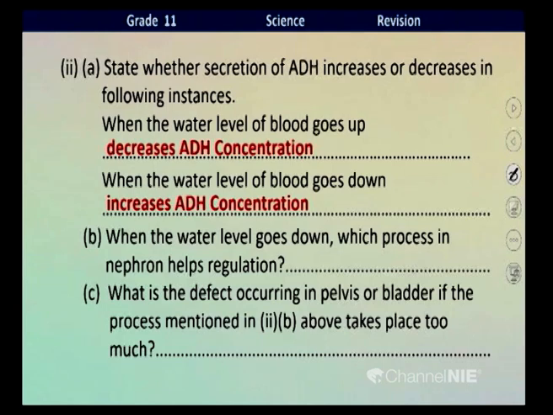Then go to the next question. When the water level goes down, which process in the nephron helps regulation?